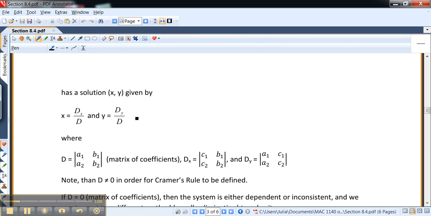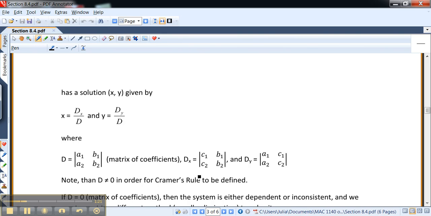So what are these three determinants that we need to keep in mind? Well, D is actually the matrix of coefficients. That's an important one to check first because if it's 0, then we cannot use Cramer's rule, and it's actually going to happen that the system has infinitely many solutions or no solution.